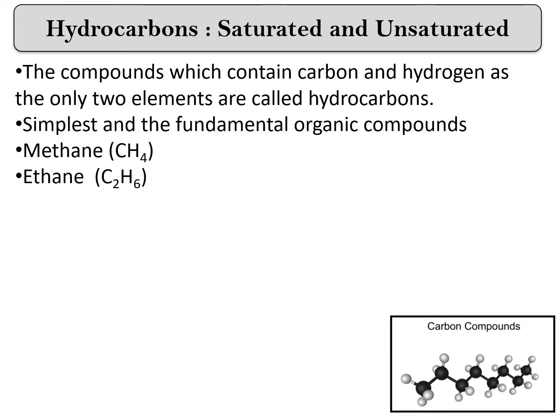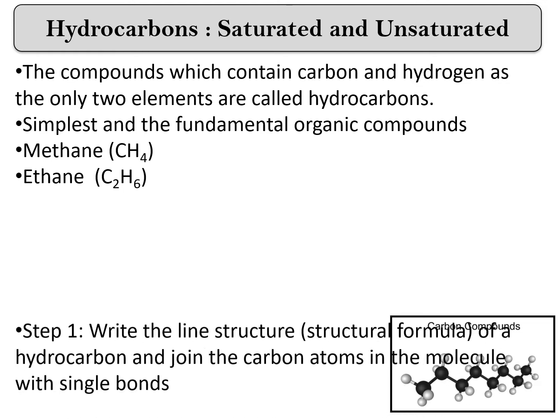They are the simplest and the fundamental organic compounds. So carbon and hydrogen when they come together are nothing but hydrocarbons, and they are the simplest and fundamental, that means the basic organic compounds. The first hydrocarbons are methane with the molecular formula CH4, and ethane with the molecular formula C2H6. Methane has one carbon and four hydrogen. Ethane has two carbon and six hydrogen.